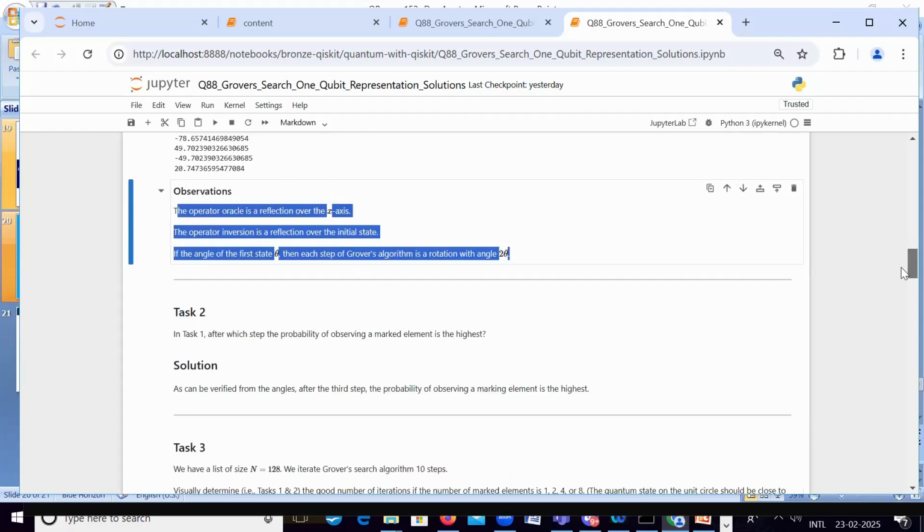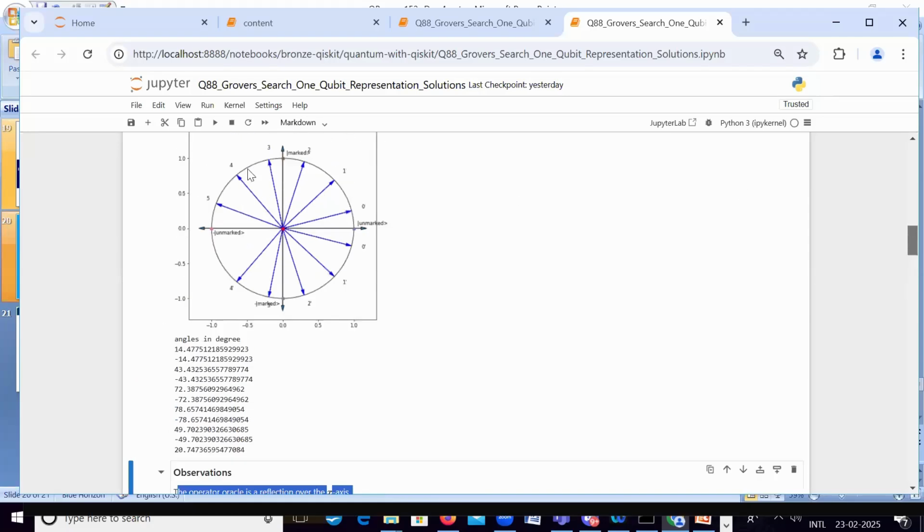And now in task 2, it's asking: after the first step, is the probability of observing the marked element higher or not? So we can see here, as there are only 5 steps, after the first one the probability of the marked element is higher.